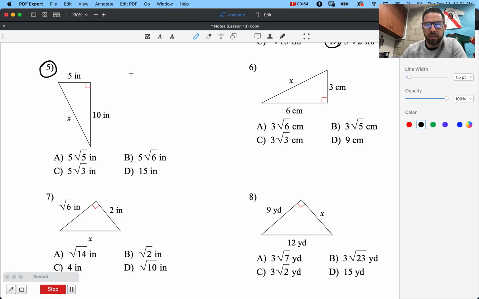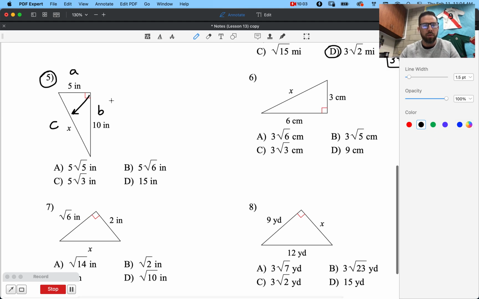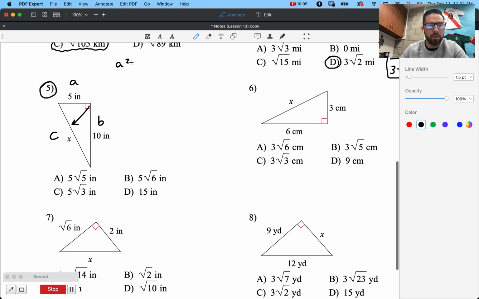All right, let's get it. So we've got, shoot it across, and that's our C, which means we can have A and B. All right, and we always do a squared plus b squared equals c squared, right? So let's plug them in.